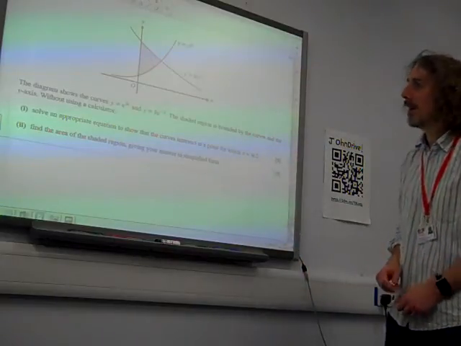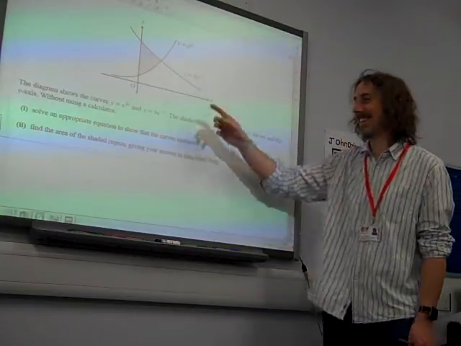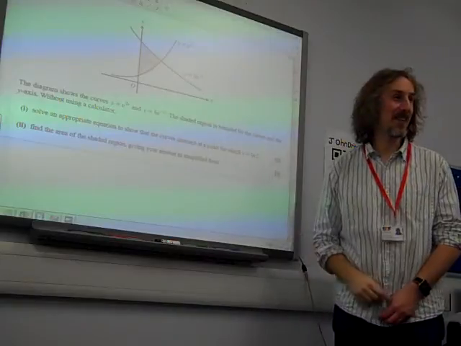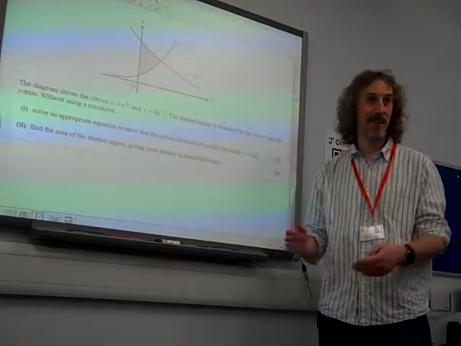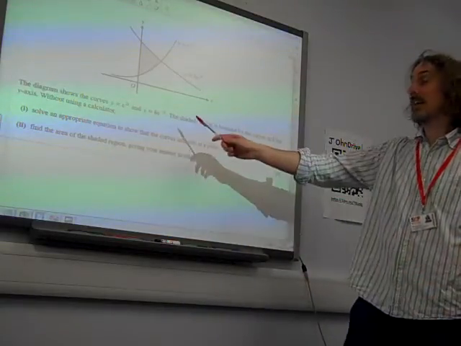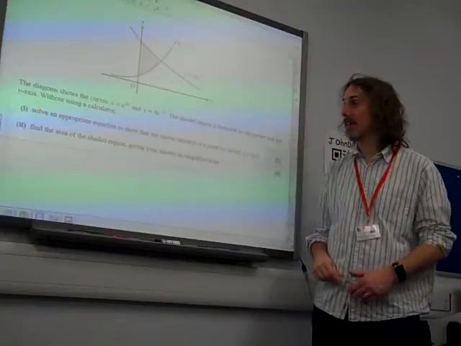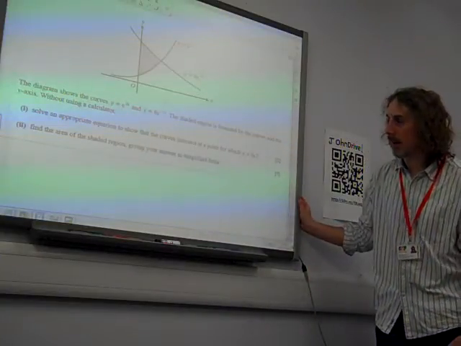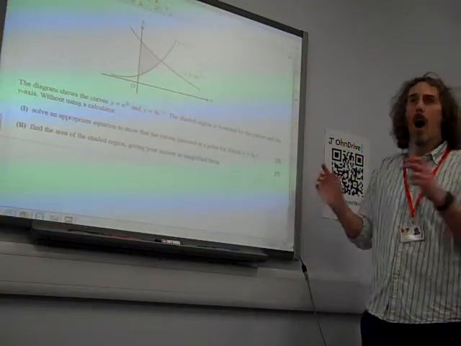Okay, it's recording. Right. The diagram shows these two curves, y equals e to the 2x and y equals 8e to the minus x. The shaded region is bounded by the curves and the y-axis.